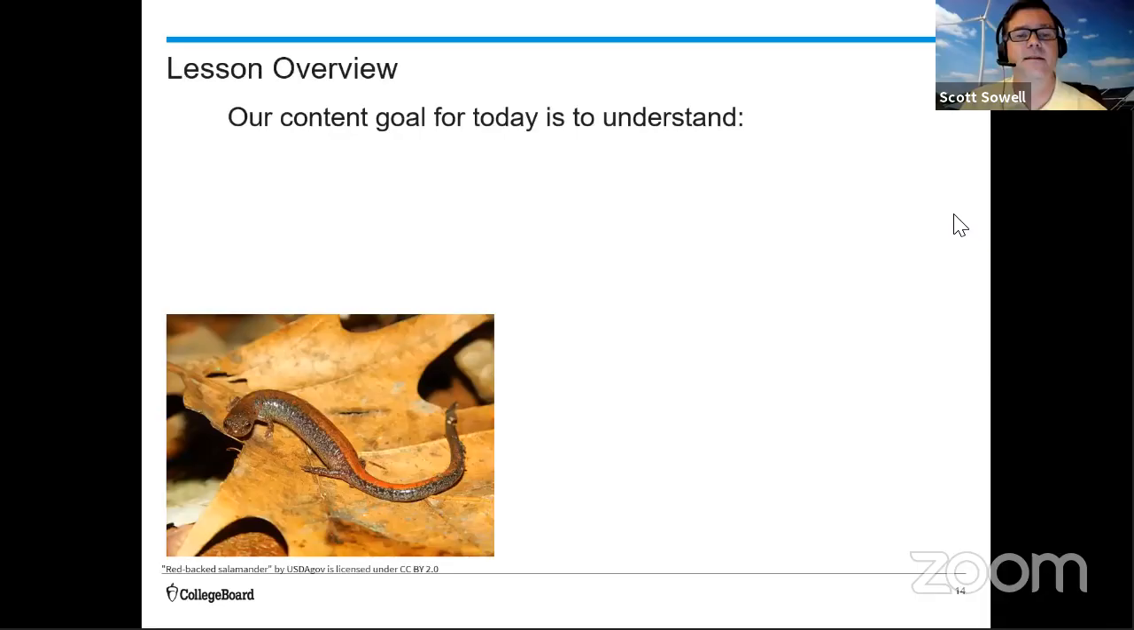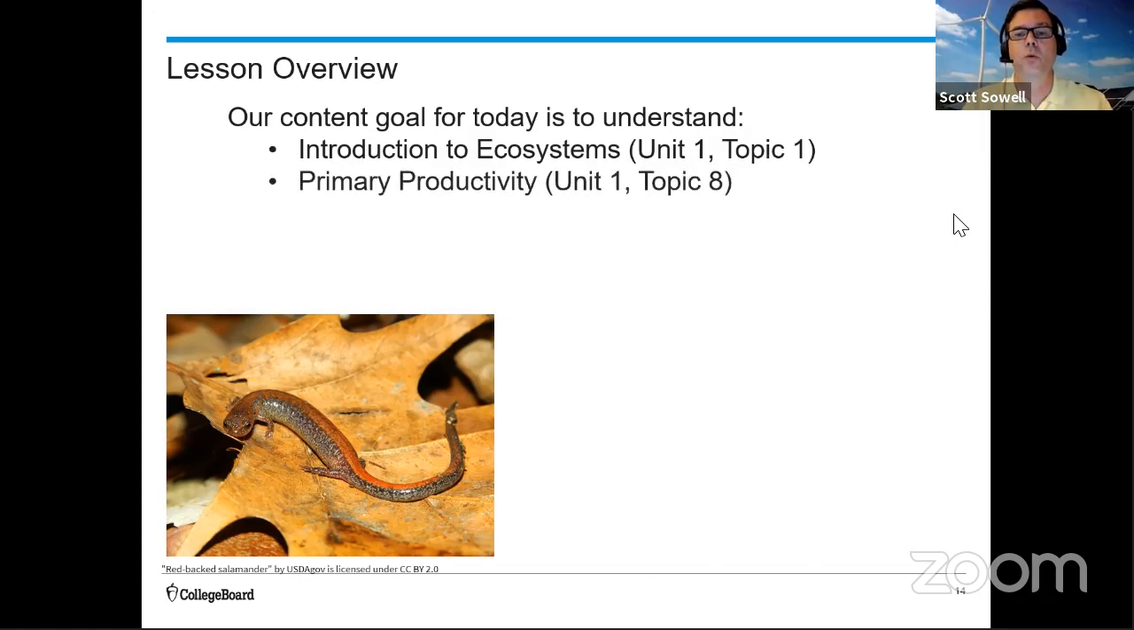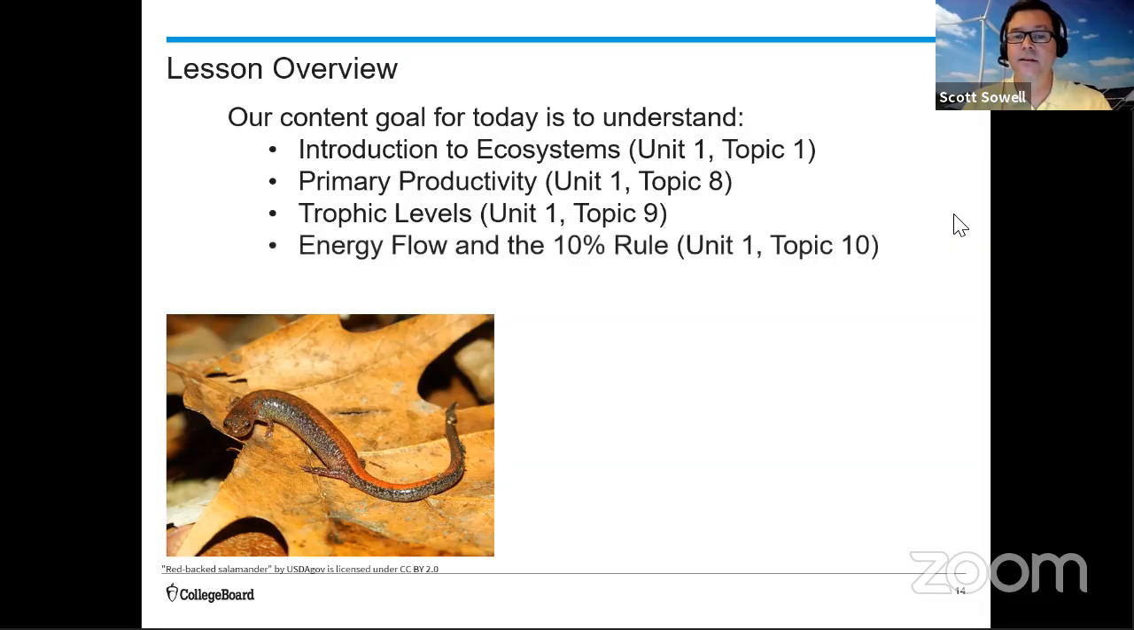This is kind of our content goal. We're going to look at 1.1, which is Introduction to Ecosystems, 1.8, Primary Productivity, 1.9, Trophic Levels, 1.10, Energy Flow and the 10% Rule, and finally 1.11, Food Chains, Food Webs.